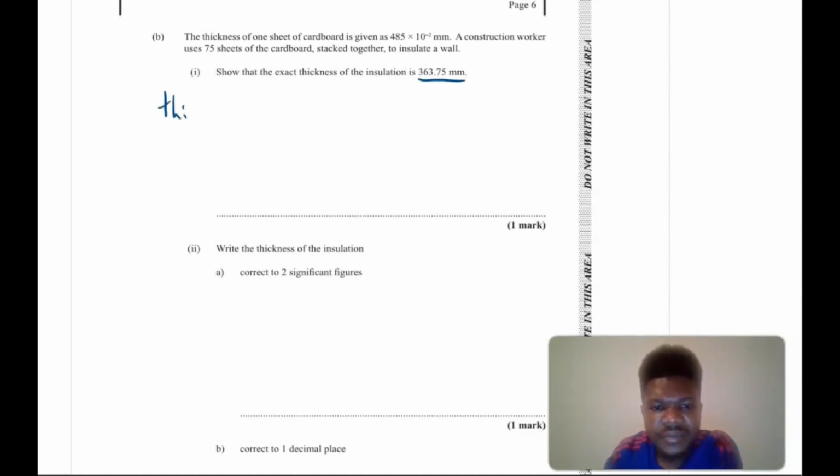So the thickness is going to equal 75 times 485 times 10 to the minus 2.